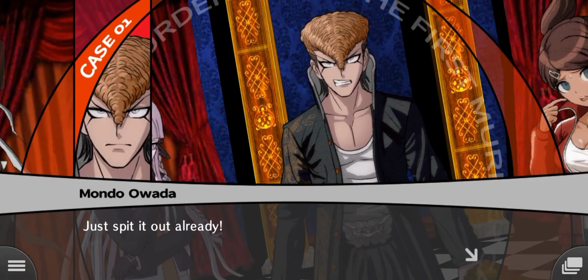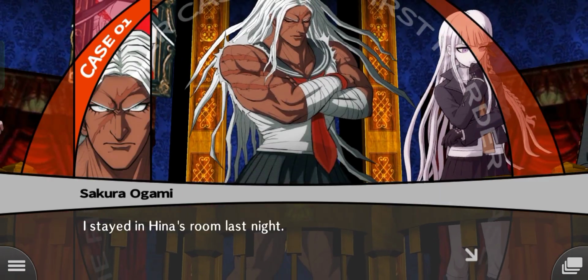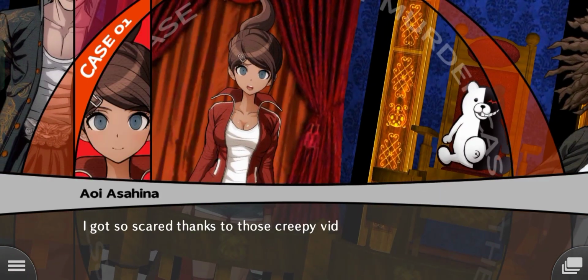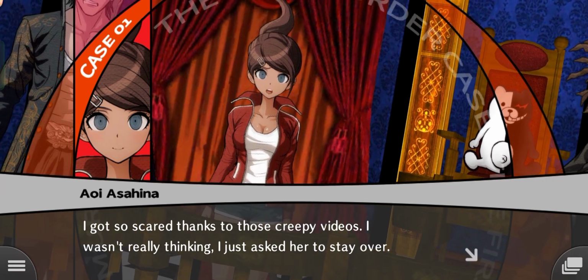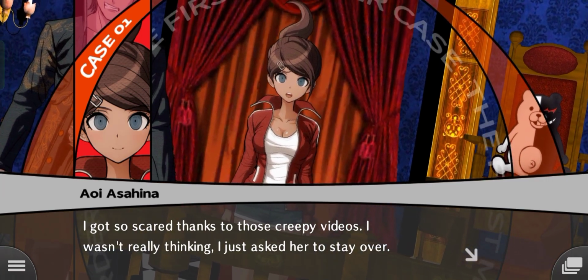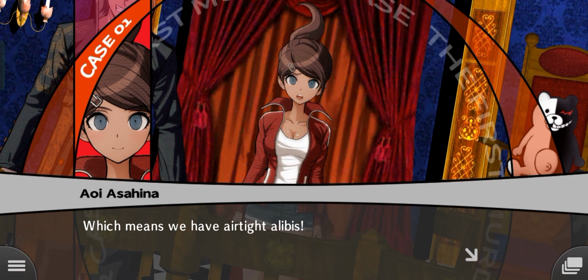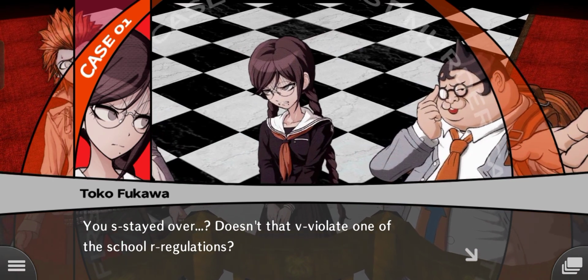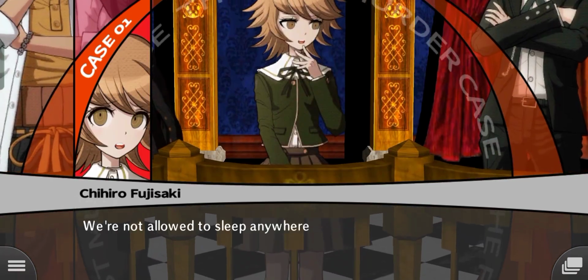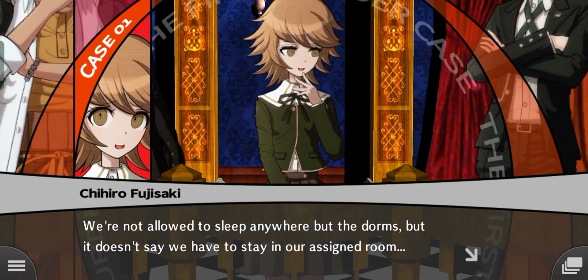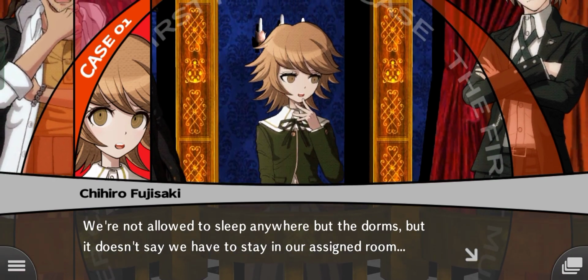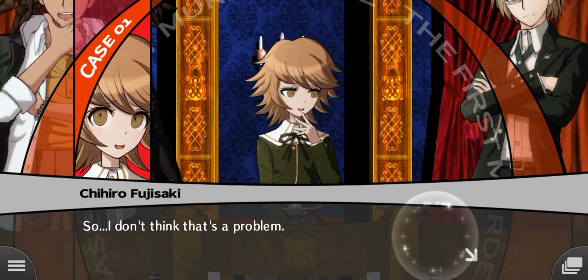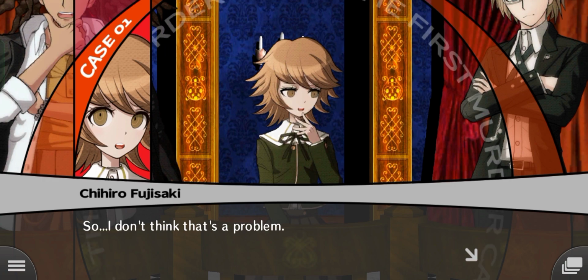Well, just spit it out already. I stayed in Hina's room last night. I got so scared thanks to those creepy videos. I wasn't really thinking, I just asked her to stay over. Which means we have airtight alibis. You stayed over? Doesn't that violate one of the school regulations? We're not allowed to sleep anywhere but the dorms, but it doesn't say we have to stay in our assigned room, so I don't think that's a problem.